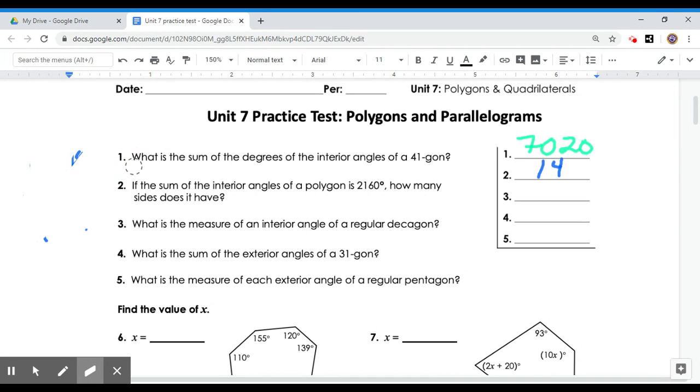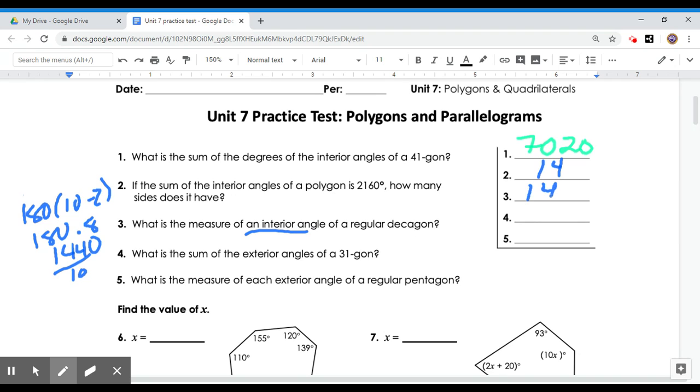Number 3, what is the measure of an interior angle of a regular decagon? So what we need to do is find the sum of the measures of a decagon. So that would be 180 times 10 minus 2. So 180 times 8, which is 1440. So that's the sum. But then in order to find the measure of, it just says an interior angle, so just one, you need to divide that by 10. So that's 144.